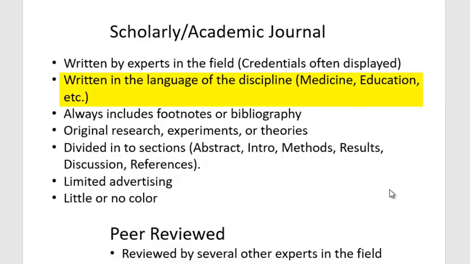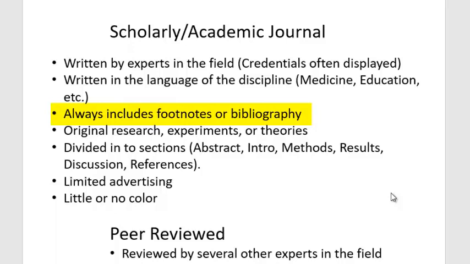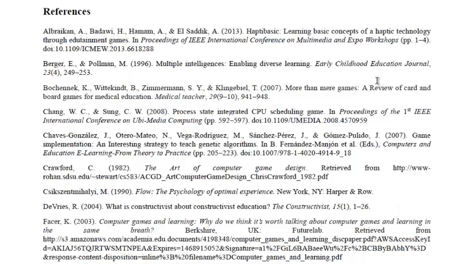Number two, written in the language of the discipline. So we're going to be looking for experts in particular fields, such as medicine, education, business. And then these authors are going to be very transparent. They're always going to include their sources in the format of, it might be footnotes, it could be a bibliography, it could be a references page. In this example, the sources are listed on a references page, just like at the end of your papers, you have your works cited page.